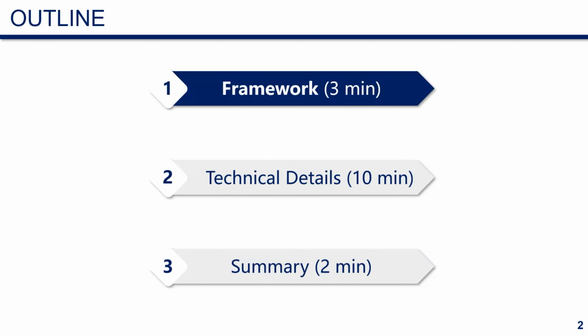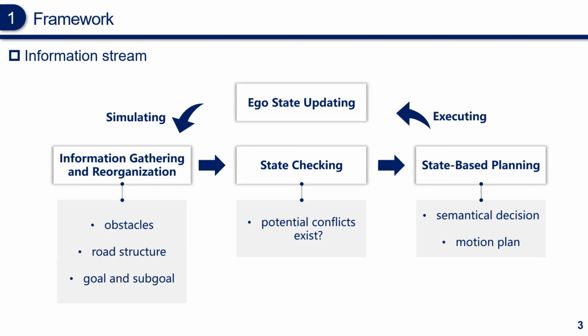Firstly, the general framework of our planner. The whole planning process starts from information gathering and reorganization. We extracted the details about obstacles, road structure, and planning goal from the raw scenario and streamlined them for the following steps. Next, state checking. As we designed two different semantic decision makers for conflicting and non-conflicting scenarios respectively, this step serves the purpose of checking potential conflicts and choosing decision makers accordingly. After the semantic decision maker is selected, a conventional decision-making, planning, and executing process will be conducted, after which we update our ego car's motion for the next round.